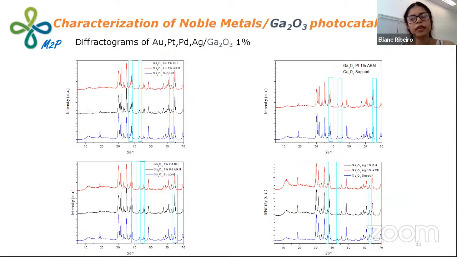We characterized the gallium oxide, the materials obtained with the gallium oxide support. And here we can see the diffractograms of these materials. We can see the same profile, and the nanoparticles are not observed due to the low concentration.